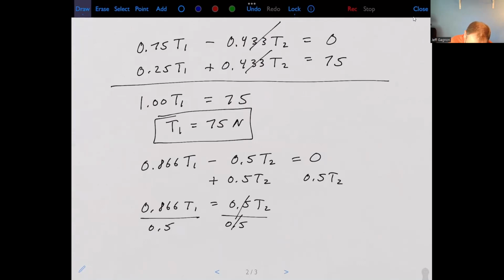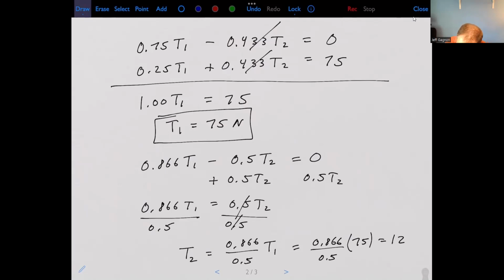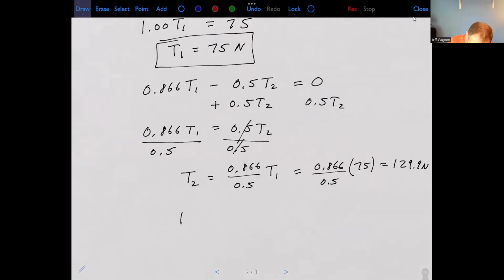So this cancels, and I get T2, which I want to write on the left-hand side now, is equal to 0.866 over 0.5 times T1. But I know what T1 is. T1 we just found was 75 newtons. And if you work that out, you're going to find this is 129.9 newtons. So T2 is equal to 129.9 newtons.